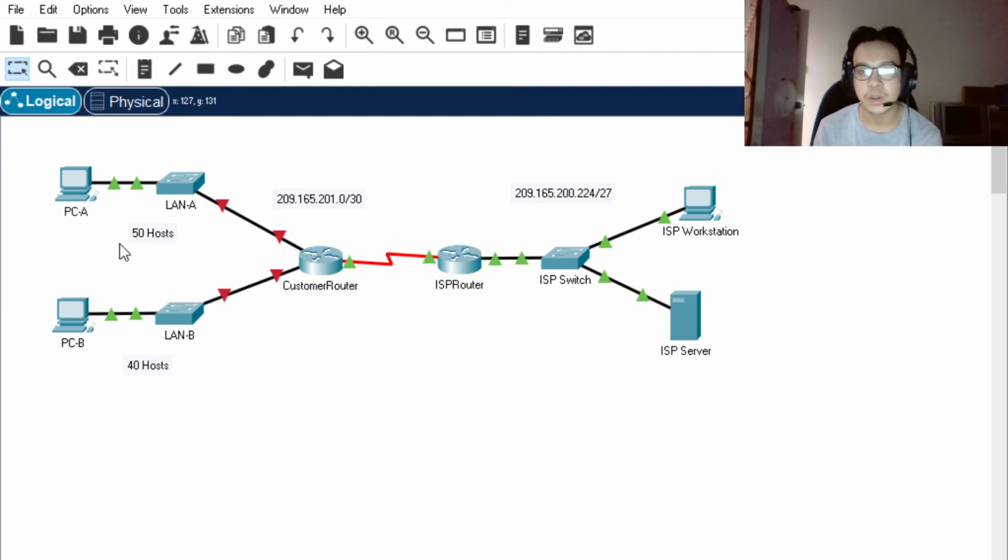The requirements are the first subnet, which is LAN A, which requires a minimum of 50 hosts, and LAN B, which requires 40 hosts. And then we also need at least 2 additional unused subnets for future network expansion. Therefore, there are a total of 4 subnets, which is the minimum number of subnets required.